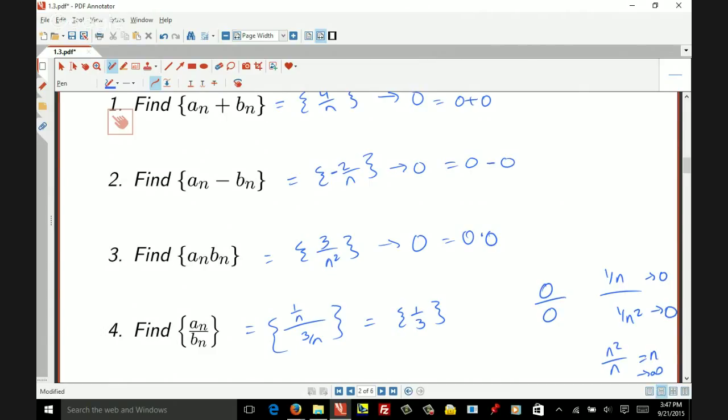Why did you multiply it by the next one? Well, I'm just simplifying the fraction, 1 over n times n squared over 1. Yeah, and that gives you n, which goes to infinity.